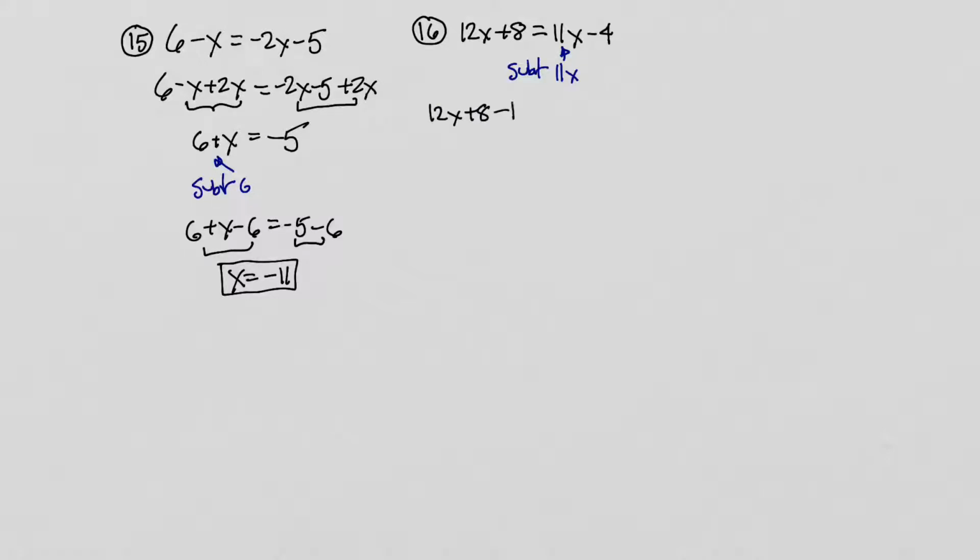Now let's subtract that 11x. Equals 11x minus 4, and then subtract that 11x. Right? That's the whole point. 11x minus 11x, that'll be gone. Now on the left side, 12x's minus 11x's just leaves us an x. Right? 1x or x plus 8 equals 11x minus 11x is 0. We're just left with negative 4.